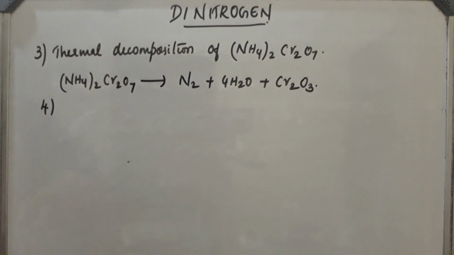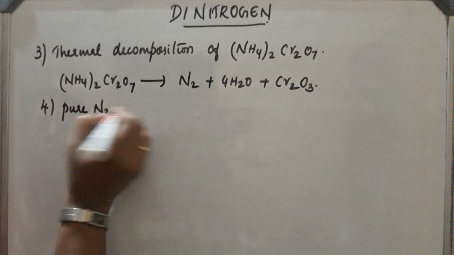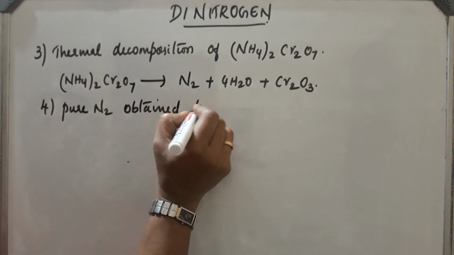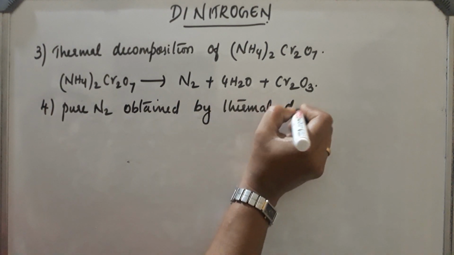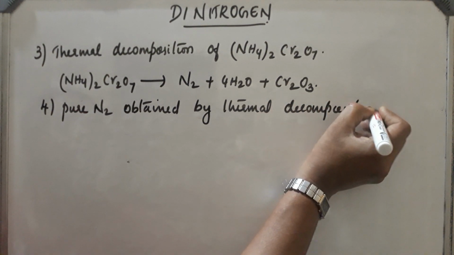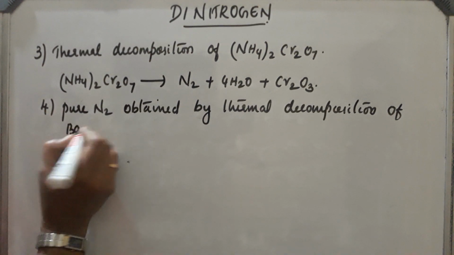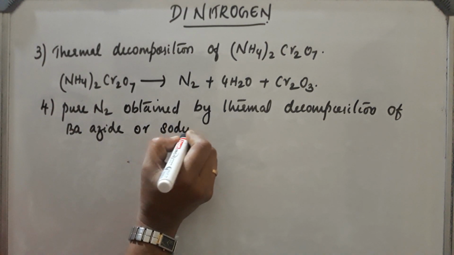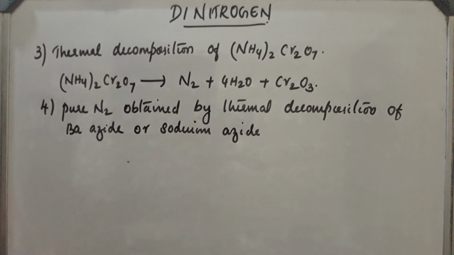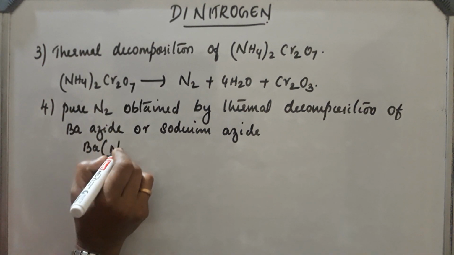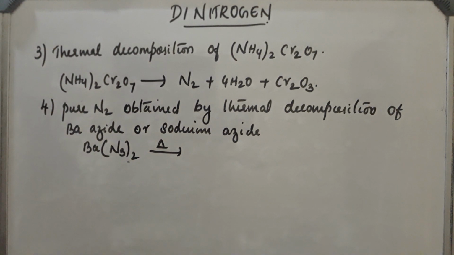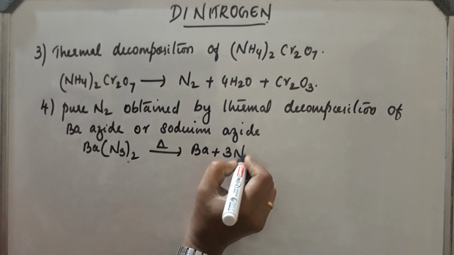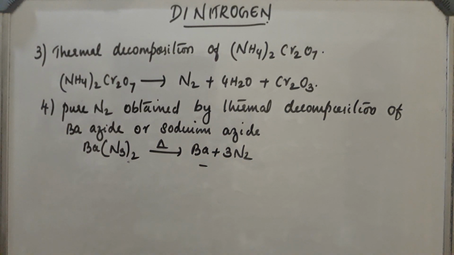Next, very pure nitrogen can be obtained by the thermal decomposition of sodium or barium azide. Azide is N3, that is Ba(N3)2. On thermal decomposition it gives barium and 3N2. This is the reaction. These are the different preparations of dinitrogen.